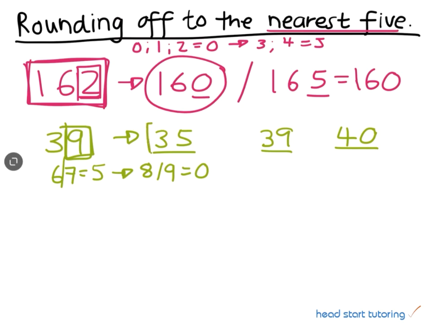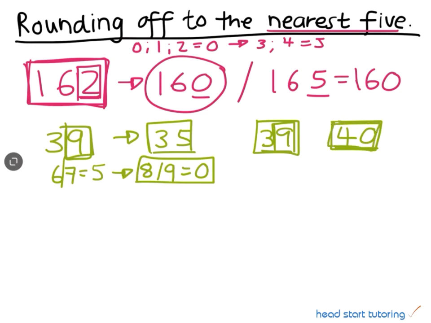So because we've got 35 and 40 on either side of 39, we know that because 9 falls in this category, it is greater, so we are obviously going to have to move to 40. 40 will be our next multiple of 5. So rounding off 39 to the nearest 5, or the nearest multiple of 5, will be 40.